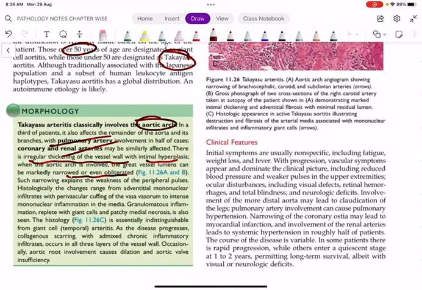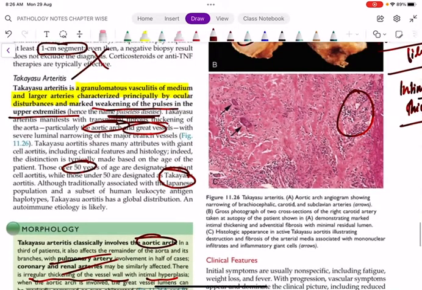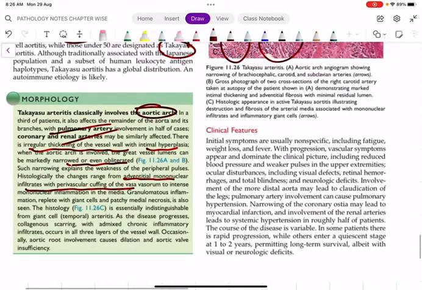And there will be adventitial infiltrates with mononuclear inflammation. So you can see mononuclear infiltrates in the tunica media and adventitia. Actually, the histology is very difficult to distinguish from giant cell arteritis. So that is why we have to always think about the clinical features. I told you, weaker pulses, reduced blood pressure, visual disturbances, neurological deficit. All these are very, very important.